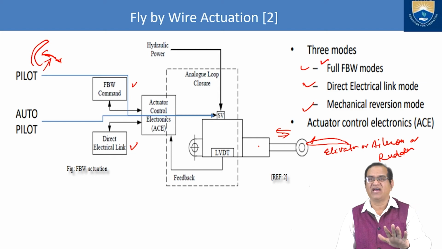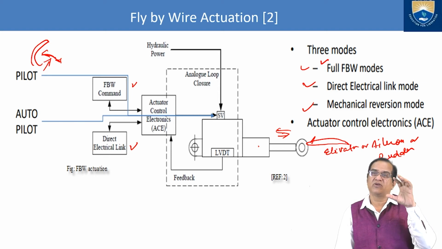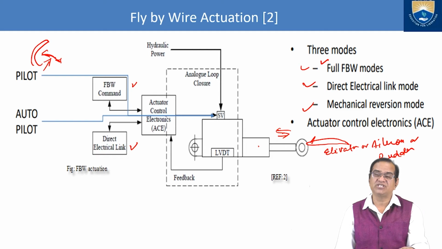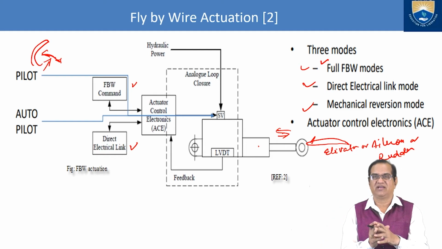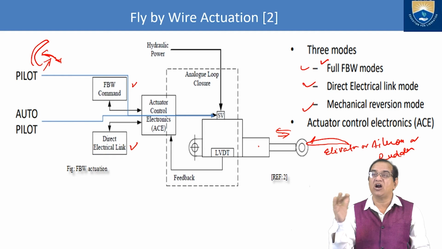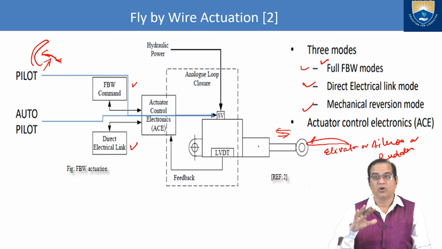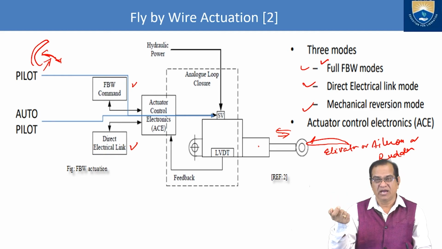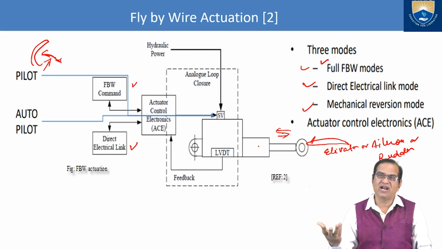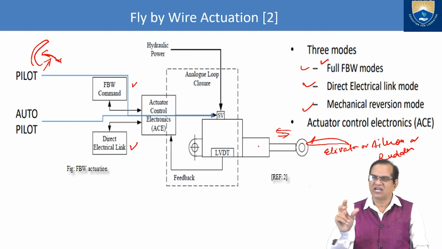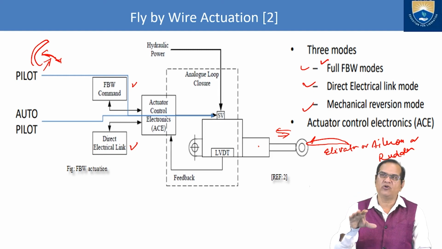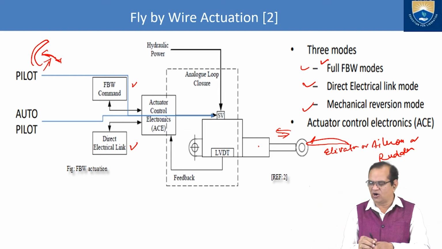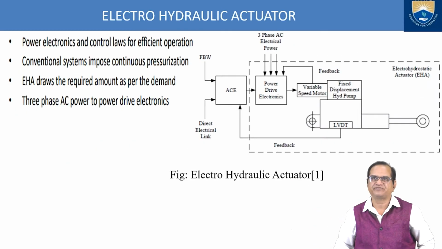So in fly-by-wire, your electrical systems, hydraulic systems and mechanical systems all work together. It may be pilot operated or autopilot operated. If the pilot wants, he will select the autopilot, or the pilot will operate. If the pilot wants to relax, then the autopilot will take over, he will select the autopilot mode, and your aircraft will fly in autopilot mode. You need not disturb; everything will be done by the autopilot.